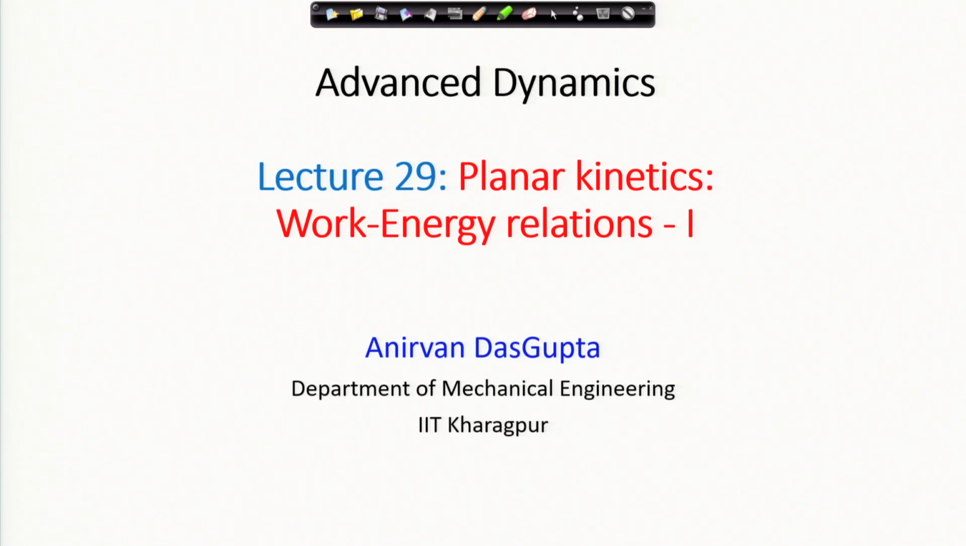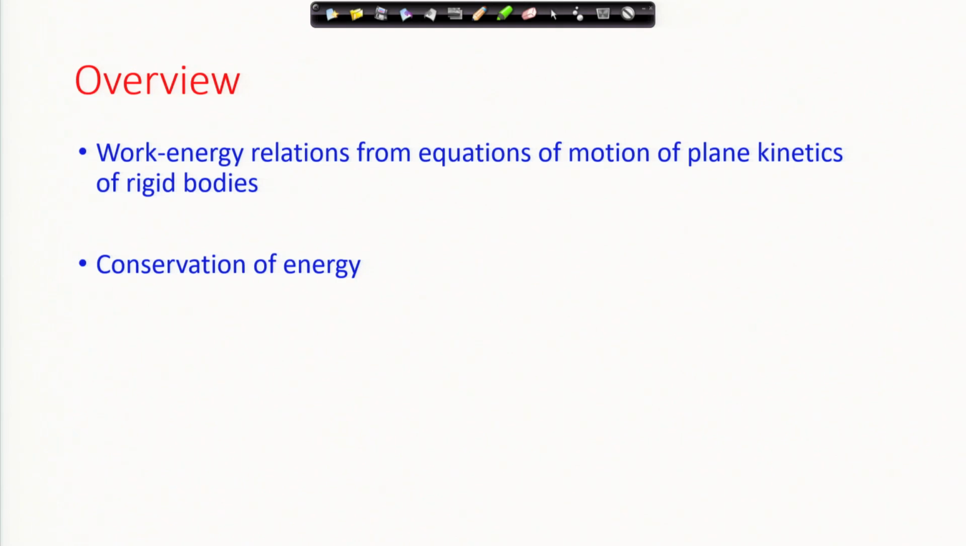In this lecture I am going to discuss the work energy relation for planar kinetics. To give you an overview of what we are going to discuss, we are going to derive the work energy relations from equations of motion of plane kinetics, look at the conservation of energy and then look at some problems.